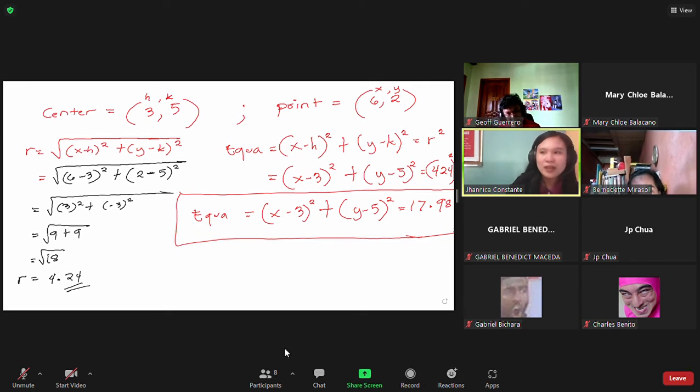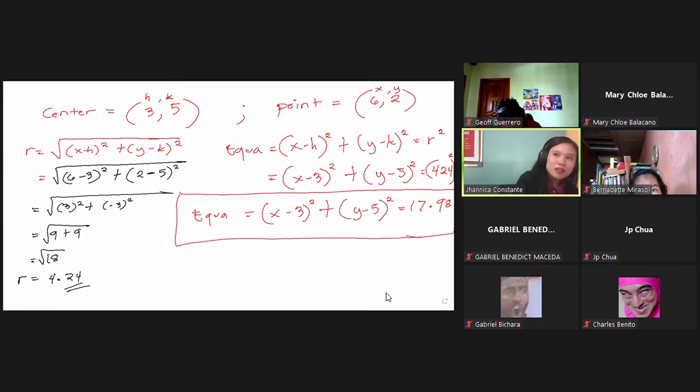Okay, that's how we find or write the equation of a circle, given a center and a point, or a center and the radius. Okay?